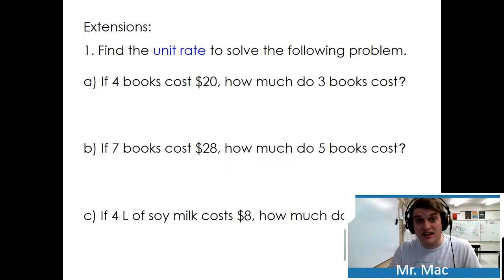We've made it to extensions. And this is usually where I would say grade 4s, go ahead and finish extensions, and grade 3s, you're done. But if you would like to complete the extensions grade 3s, go for it. Of course it'll be worth some epic loot in our game.